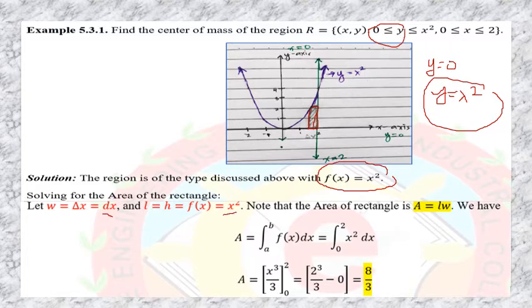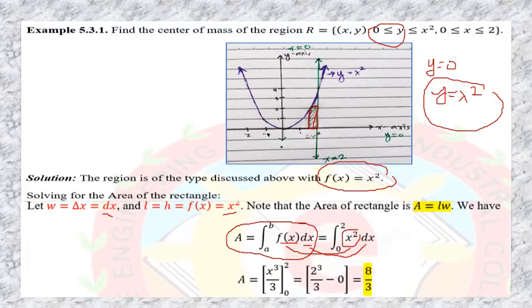So, x squared minus 0 is just equal to x squared. Note that the area of rectangle is A equals length times width. So, we have A is equal to the integral of f of x dx. Ito yung formula ng area. Na-discuss na natin to. Okay? So, this is equal to the integral of x squared. Etong x squared, yan yung f of x natin, or that is the length of the rectangle. And then si dx naman, yan yung width ni rectangle. It is evaluated from 0 to 2.